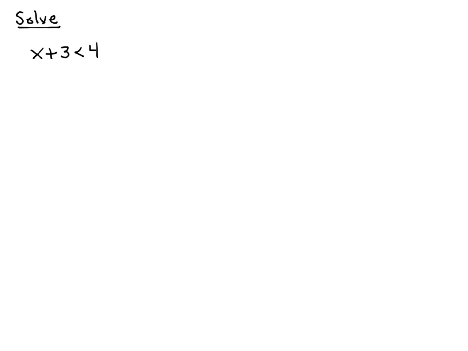Okay, so let's solve one of these. This isn't any rocket science. So we just basically subtract 3 from both sides. We get x is less than 1. So we can write that, if I wanted interval notation, as negative infinity to 1, not including the 1.